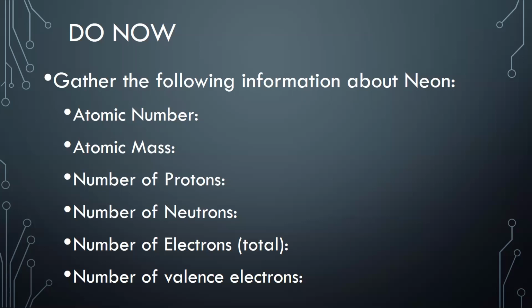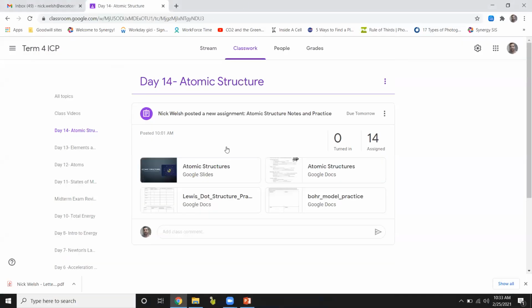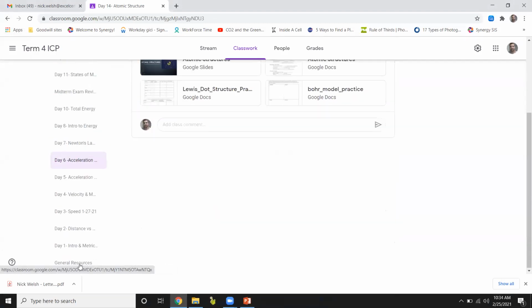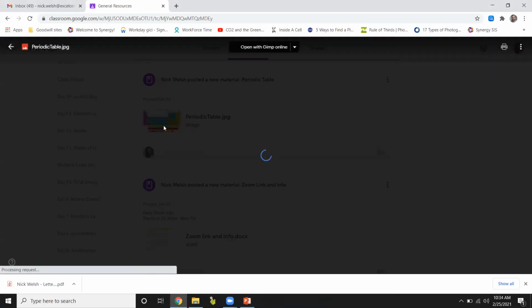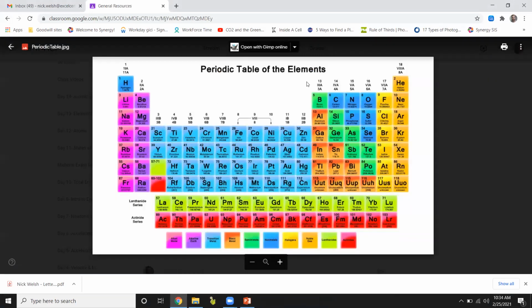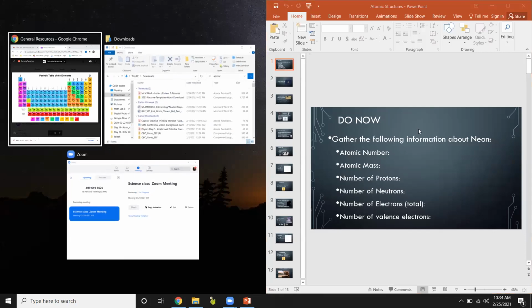Now, normally we would review a little bit about the periodic table, and we would be taking a look at neon, okay? So neon, go ahead and pull up our version of the periodic table so we can all see. Resources, periodic table, okay? So if we open it up and we look here, we have neon right here. Neon is element number 10. We needed to answer the following information about neon.